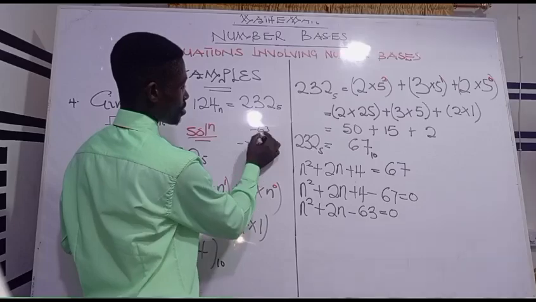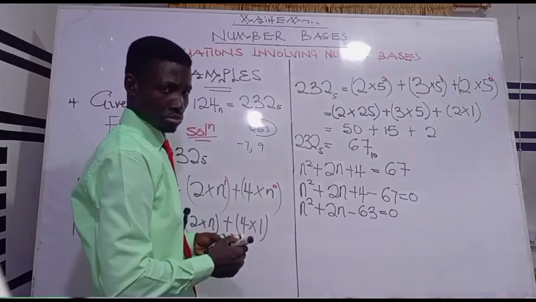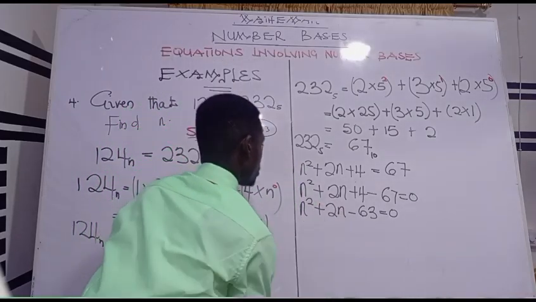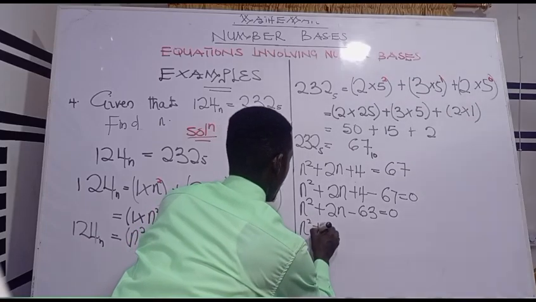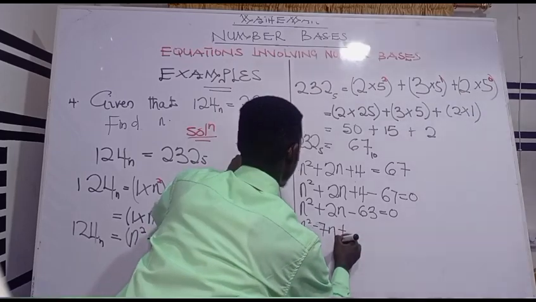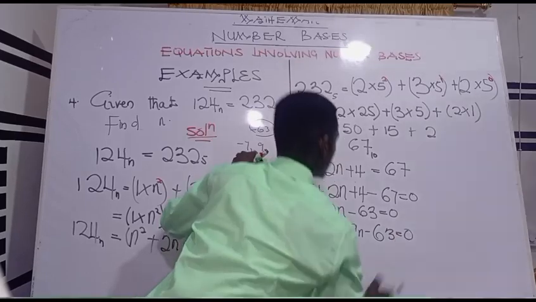This times this will give us what? Negative 63. And this by this will give us positive 2. Are you following? Good. So let's substitute them in place of that. So we have n squared minus 7n plus 9n minus 63 is equal to 0.